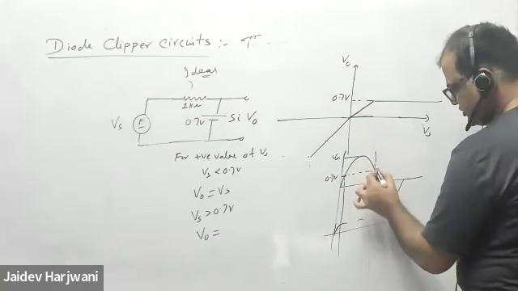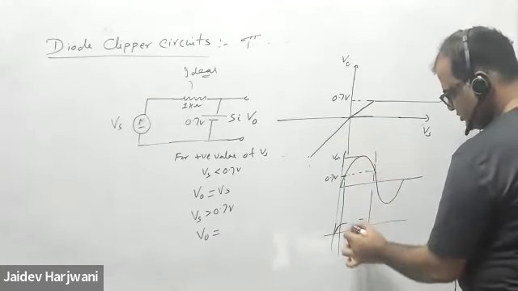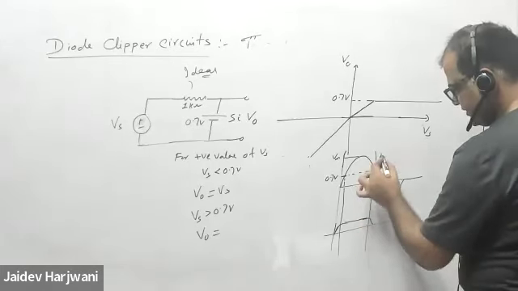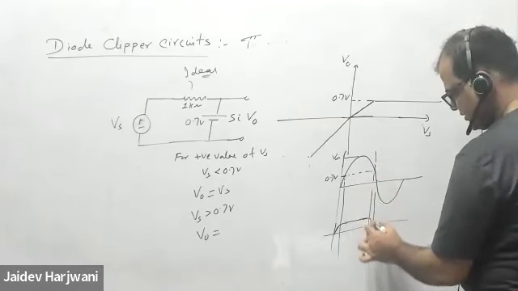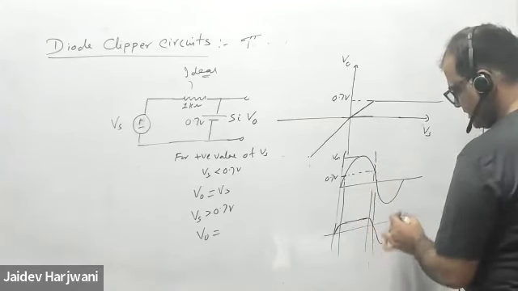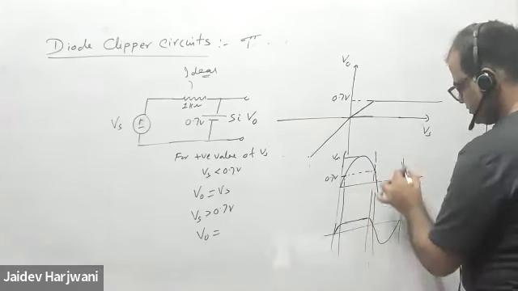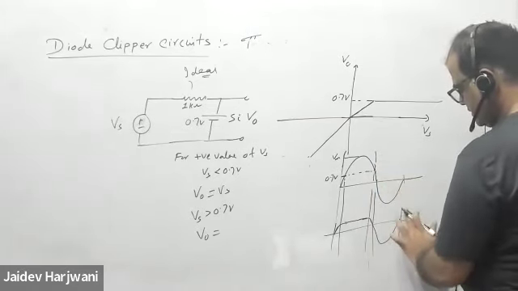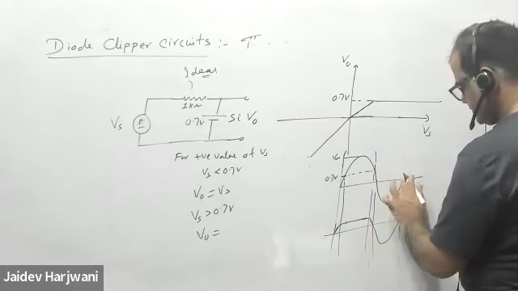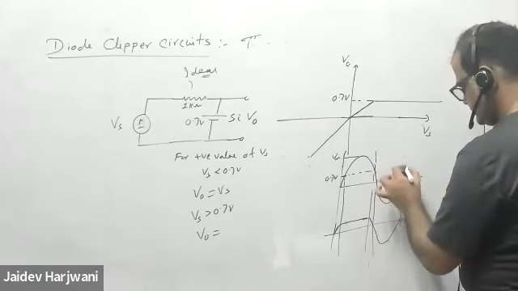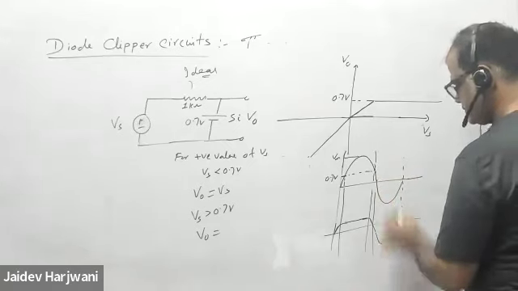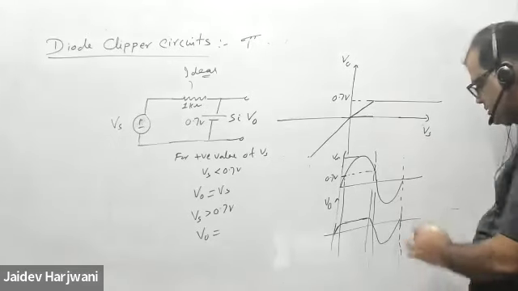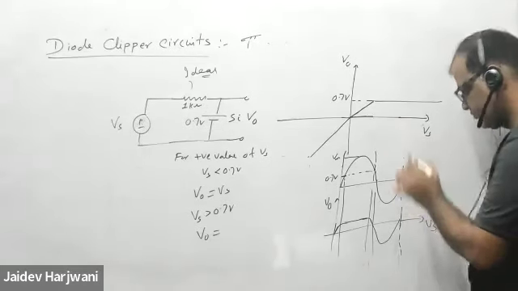So these are transition points. Whenever Vs becomes less than 0.7, it will come back like this one, and after that it will follow the same. This is your V naught, and this is your Vs.